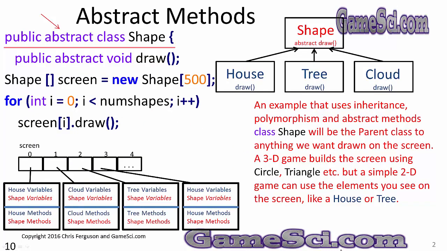Let's go back to our shape example and see how it would work with Shape. We're going to create an abstract class Shape. This is an example that uses inheritance, polymorphism, and abstract methods. Class Shape will be the parent class to anything we want to draw on the screen.